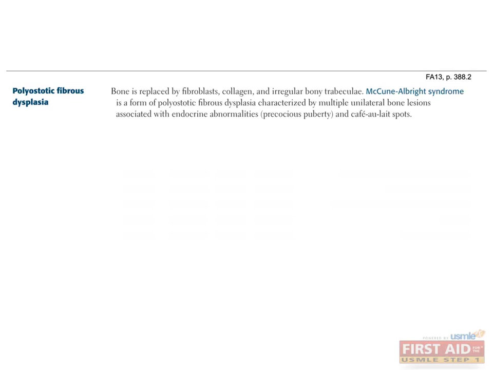In patients with polyostotic fibrous dysplasia, the main pathology is that bone is actually replaced with fibroblasts, collagen, and some irregular bony trabeculations. As the name implies, it's an abnormal fibrous growth in many bones in the body. There's a type of polyostotic fibrous dysplasia that may be very boards relevant, and that's called McCune-Albright syndrome.